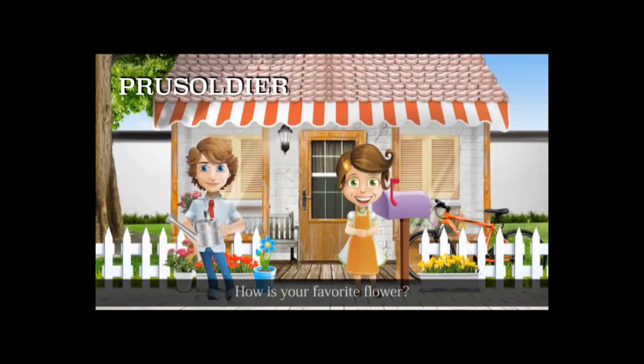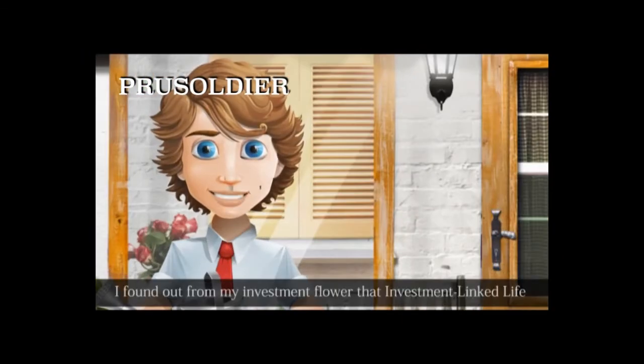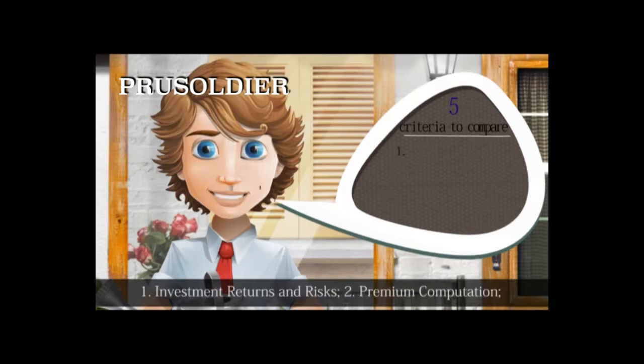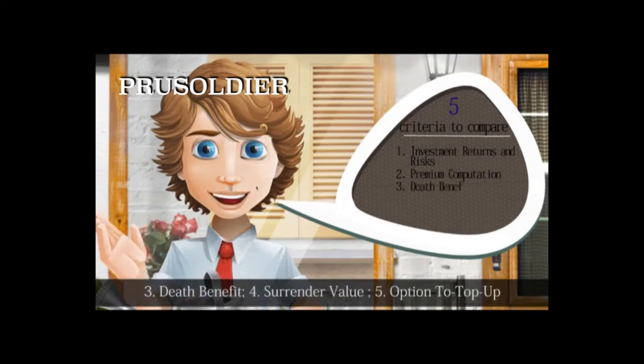How's your favorite flower? I found out from my investment flower that investment-linked life insurance and traditional with and without profit life insurance products use 5 criteria to compare. 1. Investment returns and risks. 2. Premium computation. 3. Death benefit. 4. Surrender value. 5. Option to top up.